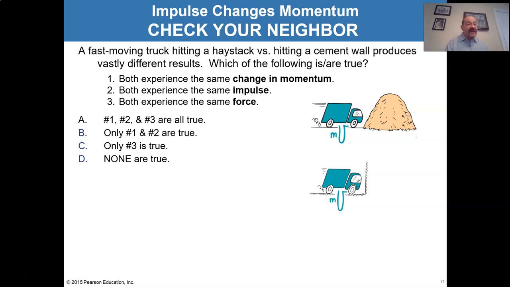Impulse is defined as the change of momentum. So by definition, number 1 and number 2 are true. But let's think about the force.